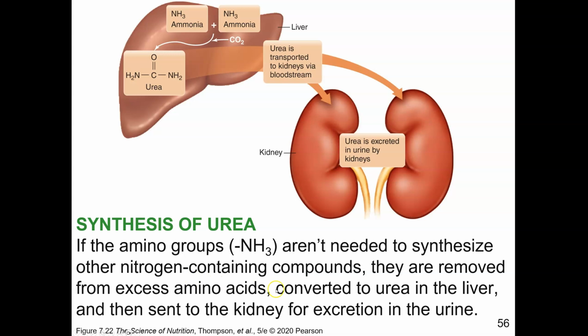There are other nitrogen-containing compounds in the body. If that nitrogen's not used, then you just excrete it. So you can look at someone's urine and see how much nitrogen they're excreting and see if they're in nitrogen balance or not.